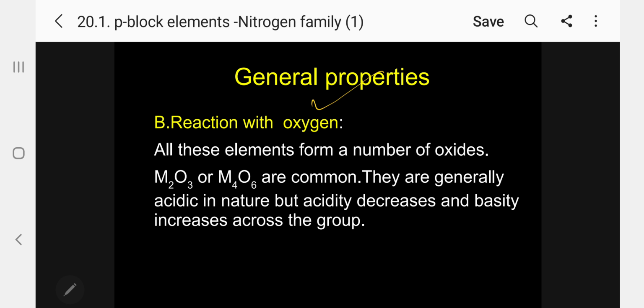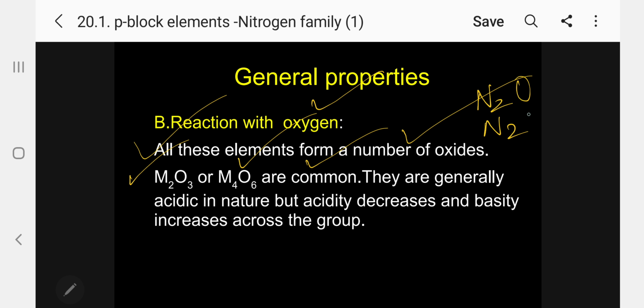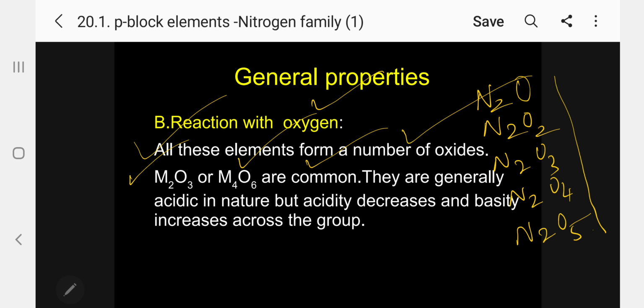The second one is the reaction with oxygen. This is another important chemical property. All these elements form a number of oxides, but M2O3 or M2O4 are common here. Kindly follow. Suppose you take nitrogen: N2O, N2O2, N2O3, N2O4, N2O5, it goes on. A number of compounds are available here.